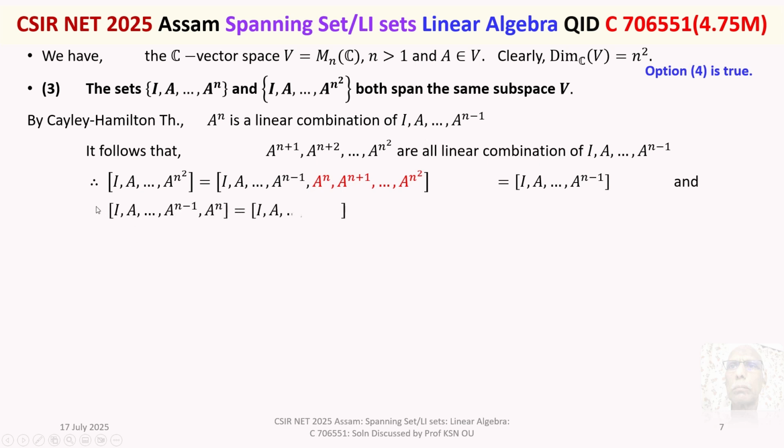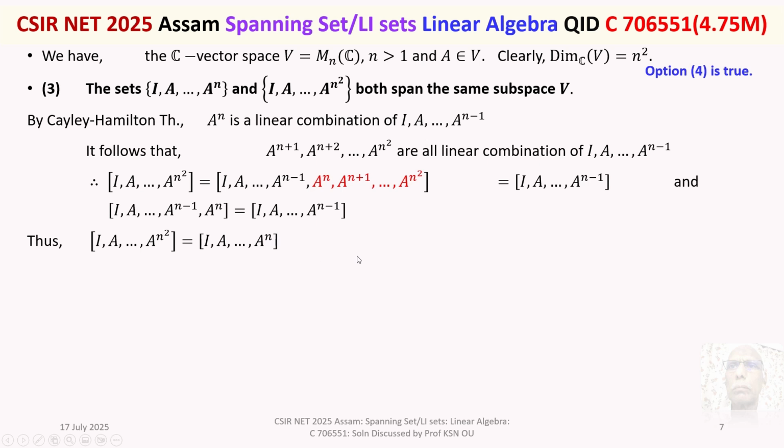Let us take the first set. The linear span of the first set I, up to A to the power of n minus 1, A to the power n, in which A to the power n is a linear combination of I, A, etc., A to the power of n minus 1. Therefore, it is the linear span of I, A, etc., A to the power of n minus 1. So, both of them are the linear span of the same subspace, that is I, A, etc., A to the power of n minus 1. Therefore, they are equal. The linear span of I, A, etc., A to the power n squared is equal to the linear span of I, A, etc., A to the power n.